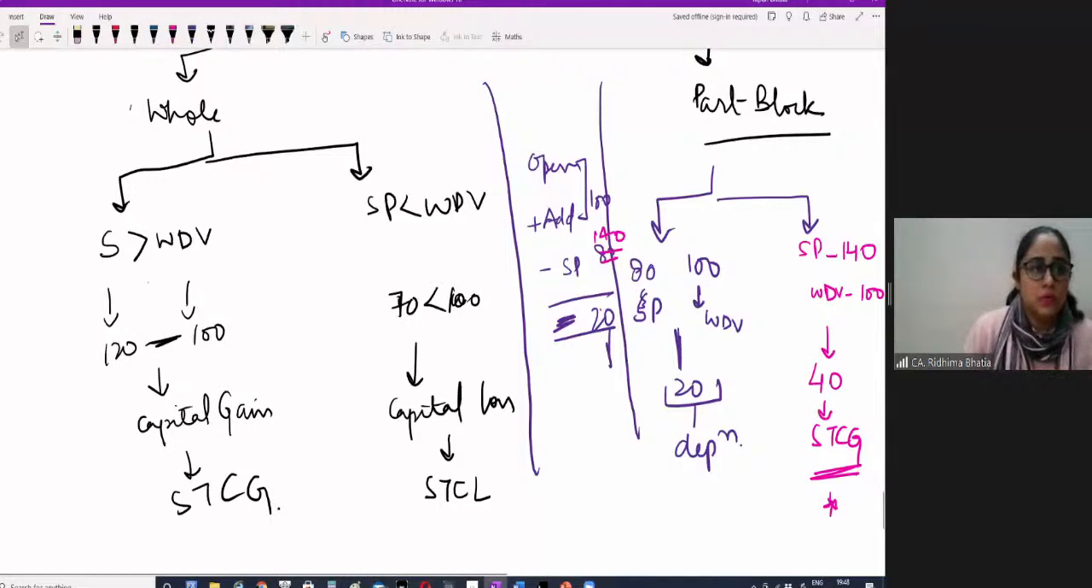Any other doubt? When the whole block is sold, does the block cease to exist? Yes, the block ceases to exist. Simple.